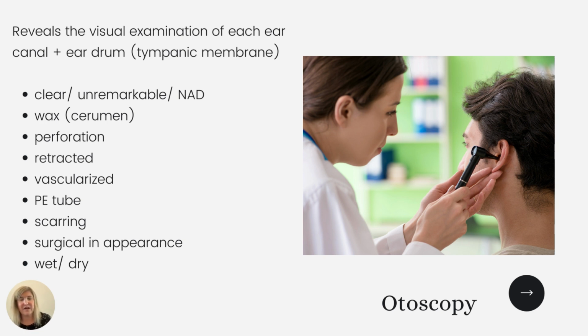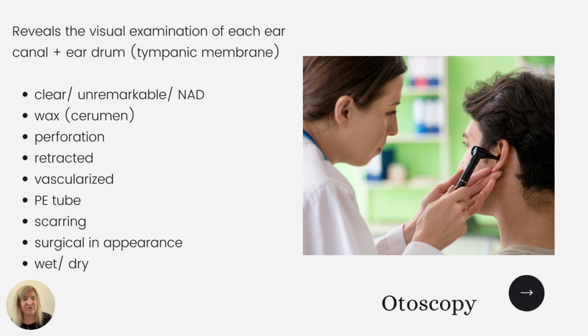Another common descriptor is a perforation. This means the examiner can see a hole in the eardrum. The term retracted refers to the fact that the eardrum has excessive negative pressure and it is concave looking. Vascularized refers to the fact that there could be veins on the eardrum or some redness.